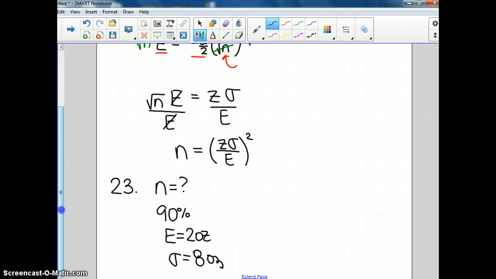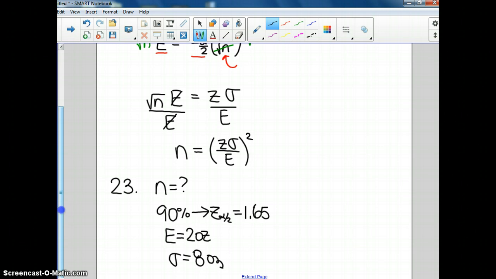When they tell you how far away from the true mean they want to be, that's your indication that you are given the error. When it says how large a sample do you need, then know that n, the letter n, is what you're trying to find. From our 90% confidence, that's going to give us our z-score that we need to plug into the formula. For a 90% confidence interval, z is going to be equal to 1.65. It's actually 1.645, but we'll go with what the book says.